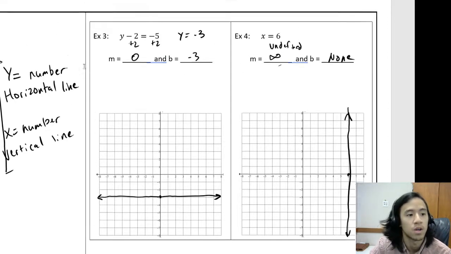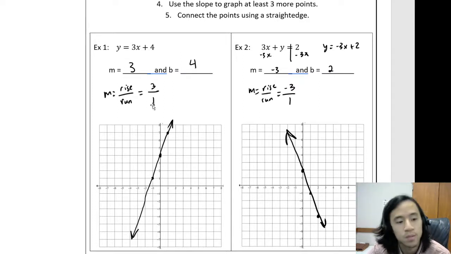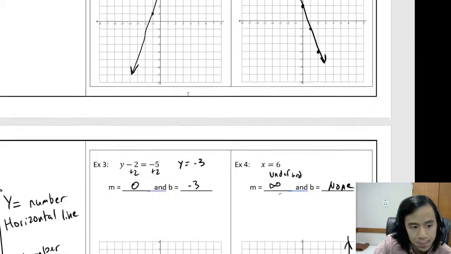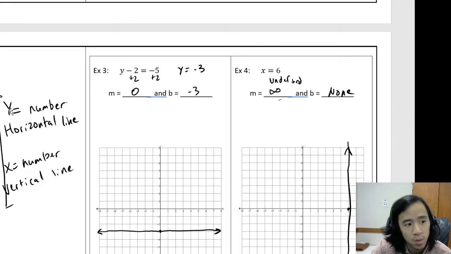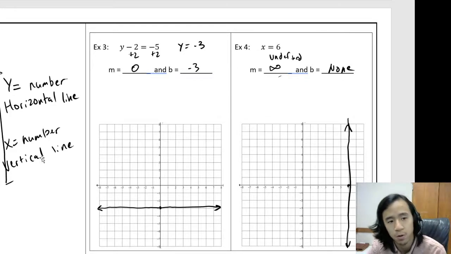Important parts, just to recap. Remember to get it in slope-intercept form: y equals mx plus b. Write down your slope. Write down your y-intercept. Plot your y-intercept, and then use the slope to plot some more points. Connect those dots. And then y equals a number is a horizontal line. x equals a number is a vertical line.